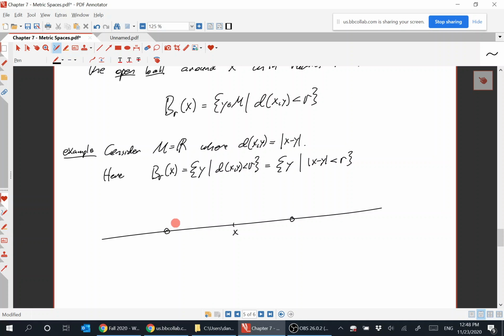Yeah. So this is, actually, let me make it 2 dots first. So this is x plus r, this is x minus r, and then in the middle is x. All right, so it's this interval. All right, so this is the interval, the open interval.